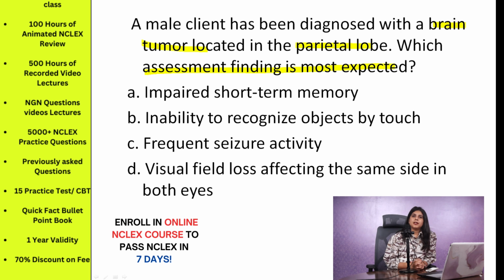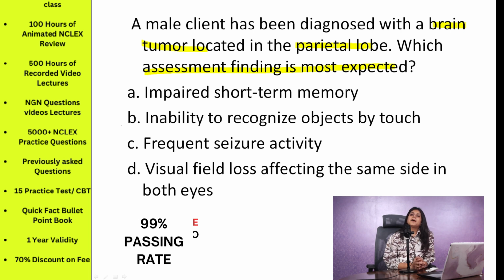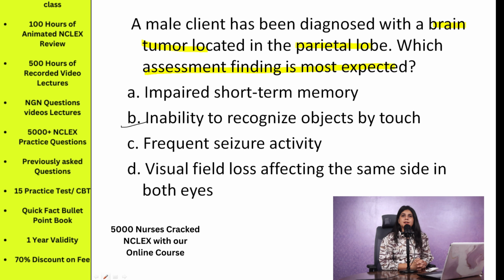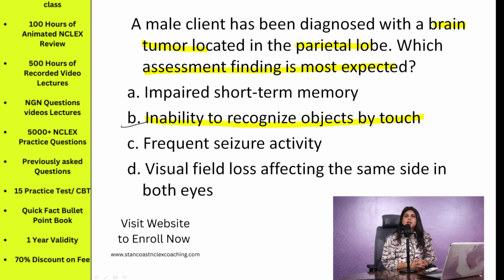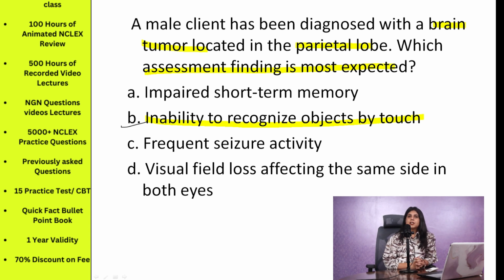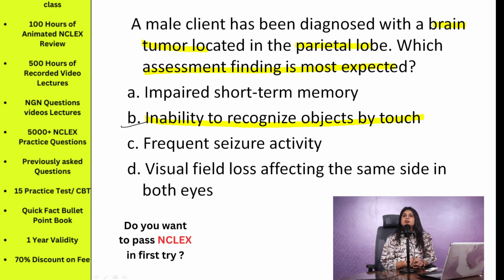Answer. B. Rationale. The parietal lobe is responsible for sensory processing and spatial awareness. Damage here can cause tactile agnosia, inability to recognize objects by touch. Short-term memory loss is associated with frontal lobe damage. Seizures can occur with tumors in various lobes. Contralateral homonymous hemianopia, visual field loss, is linked to occipital lobe damage.